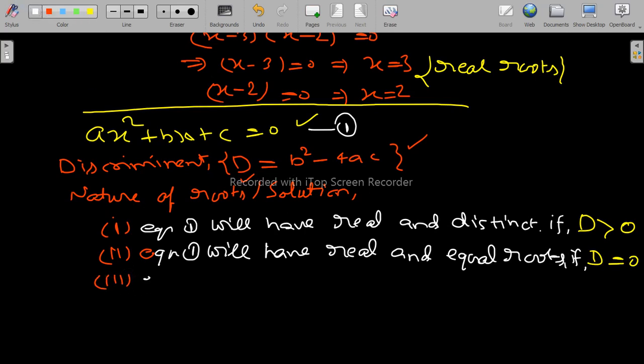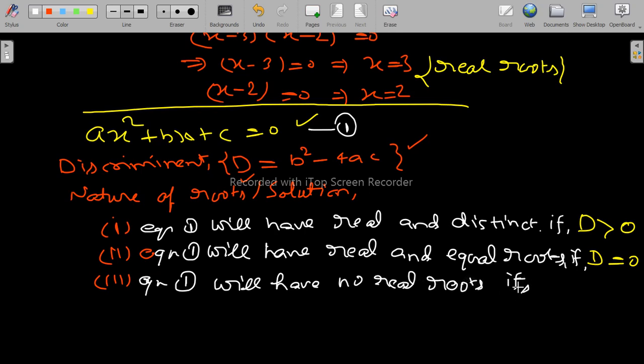The third one is, equation 1 will have no real roots. If so, the equation will have no real roots. The condition for this is D is less than 0. This means when the discriminant becomes negative, the equation has no real roots, and we will not be able to express the given quadratic equation as a product of real linear factors. Real means with a real solution.